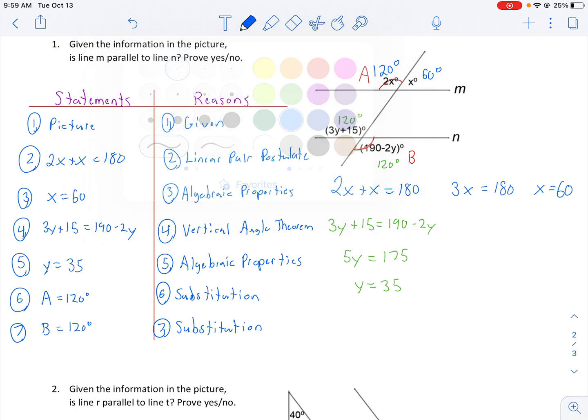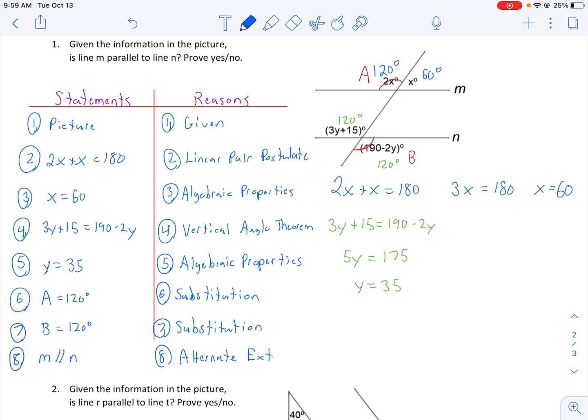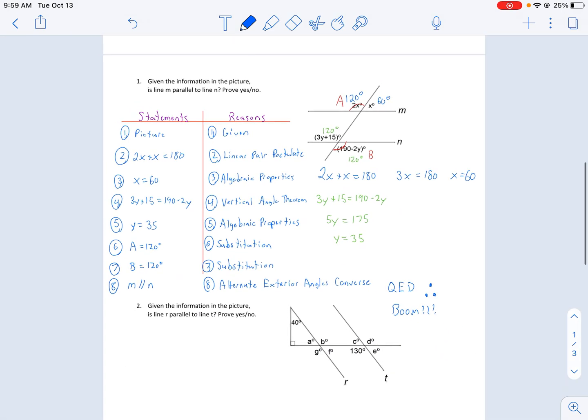And then finally, we now know that line M is parallel to, remember that notation means parallel, line N because of the alternate exterior angles converse, which is what was listed on the first page. Alternate exterior angles converse. We have our QED, or our 3 dots, or of course, boom, which you'll never write in another class because that's only something we do.